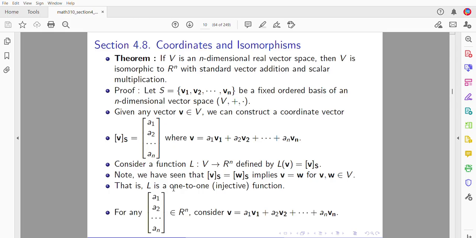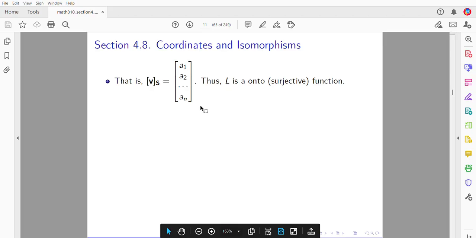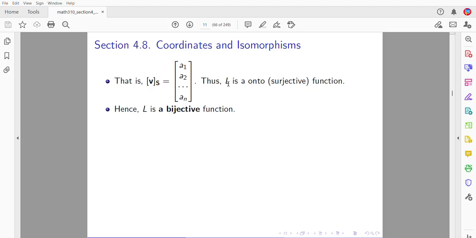On the other hand, take any column from R^n, any column. Well, that column gets you a vector v using this linear combination. In other words, there is a vector v whose coordinate vector is precisely the column you brought up. That means L is an onto function. Another name for onto is surjective. Since L is both injective and surjective, L is a bijective function. Now, suppose vectors v and w are in vector space V.